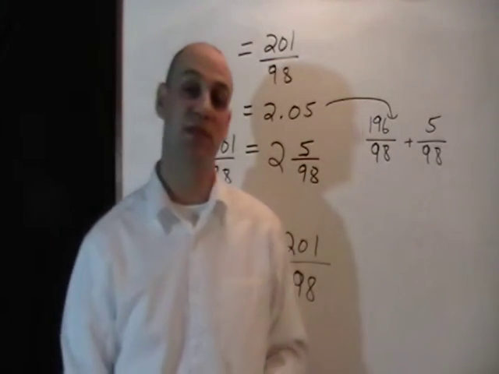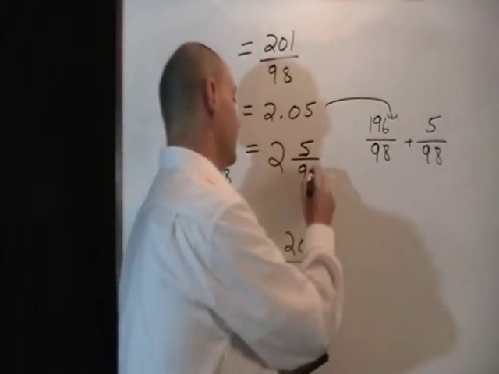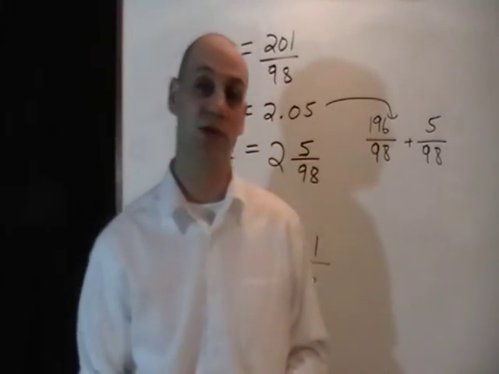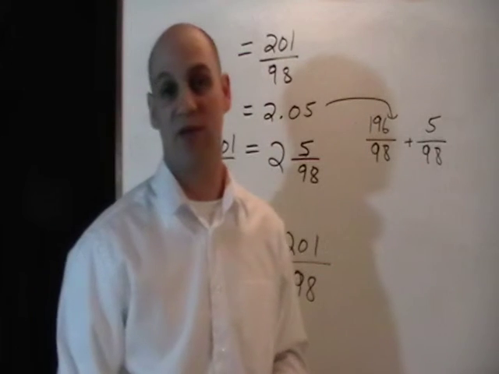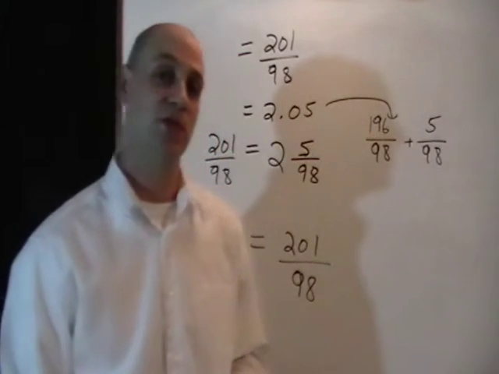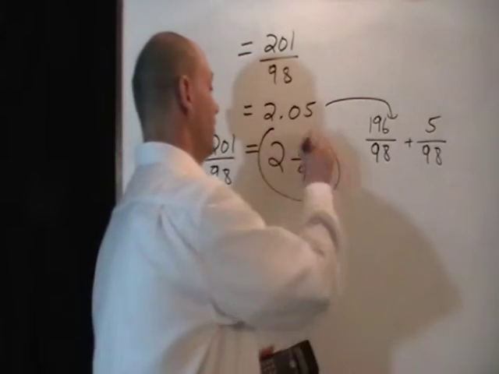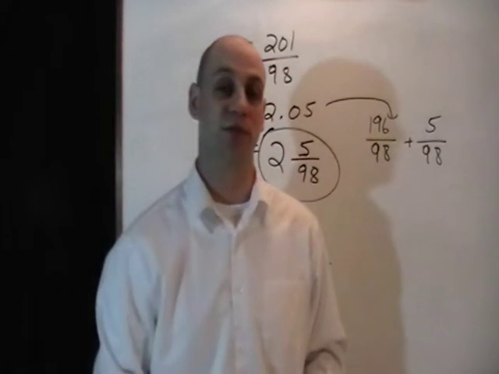And then the last step is to just simply look at that fraction and see if we can reduce that into lowest terms. Is there a number that divides equally into 5 and 98? And the answer is no. So we know the answer is 2 and 5/98 as a mixed number in lowest terms.